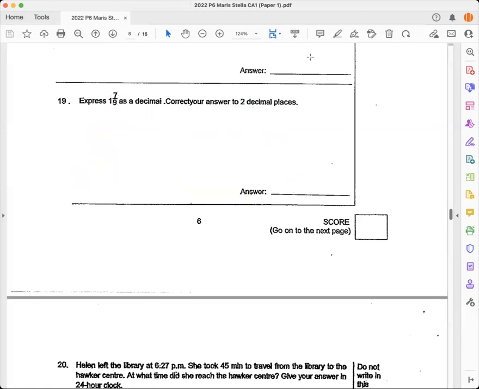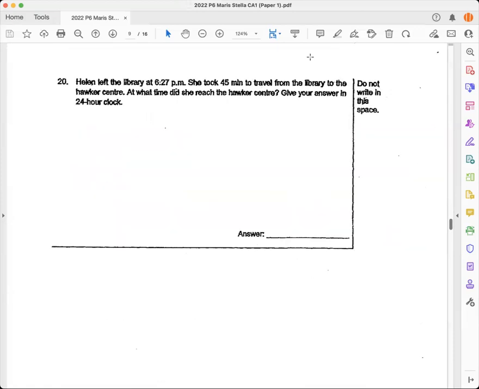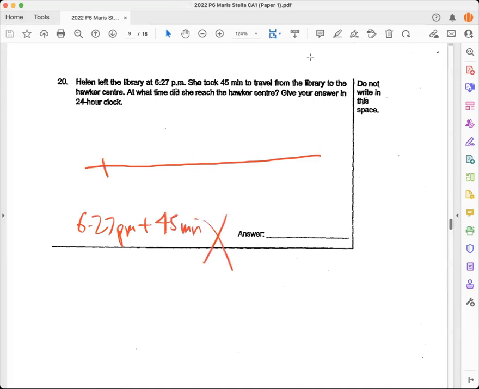Let's go on to question number 20. Question 20 is pretty easy. This is preliminary work, but you need to show the correct presentation. Always use a timeline, never use plus or minus. So don't ever do 6:27 p.m. plus 45 minutes. Okay, don't. This will be marked wrong. Do this. Even though your mind may be thinking this way, present it like a timeline. 6:27 p.m.